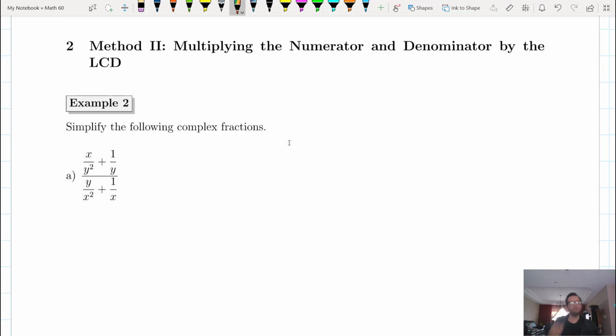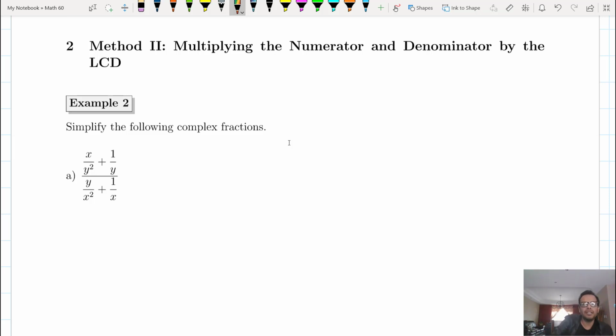Okay, so notice we used LCDs in the previous method, in method 1, but what's the difference? In this case, we are not going to simplify fractions separately, the same way we did, by simplifying the numerator first and then the denominator afterwards. So this is what we're going to do.